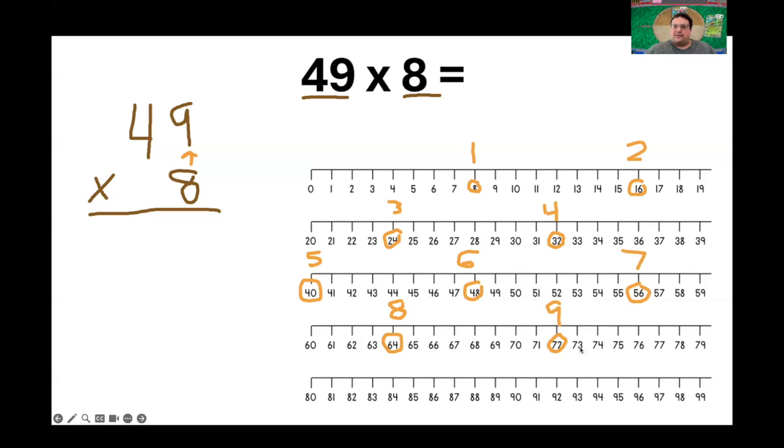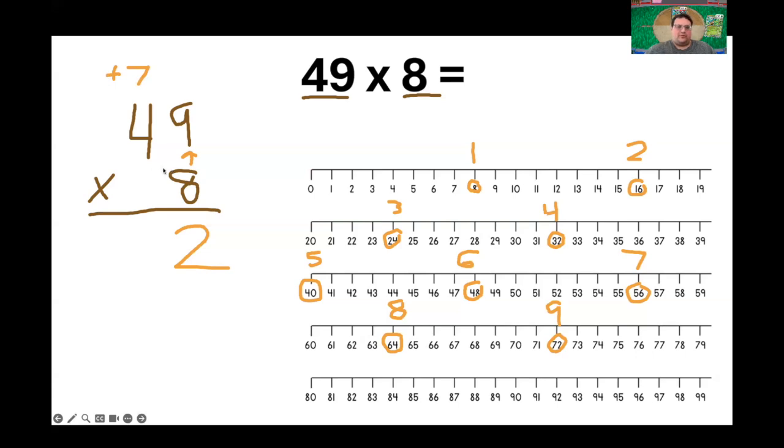So remember, I want to have my number that's in the ones, my 2, in that column. I want to take my number in the tens, the 7, and put it on top of the 4. Now remember, for this, we're going to add it after we do our multiplication.